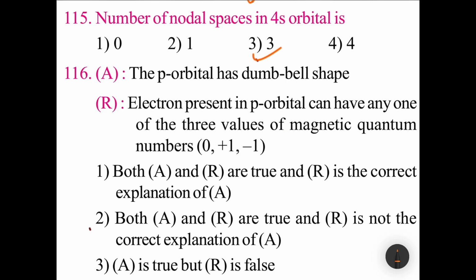Number of nodal spaces in 4s orbital. Now if you take like this: 1, 2, 3 and 4. 1, 2, 3. 3 nodal spaces.